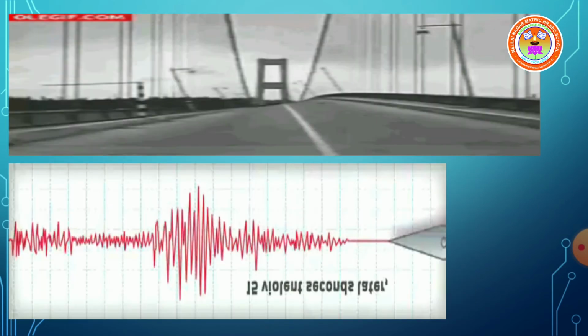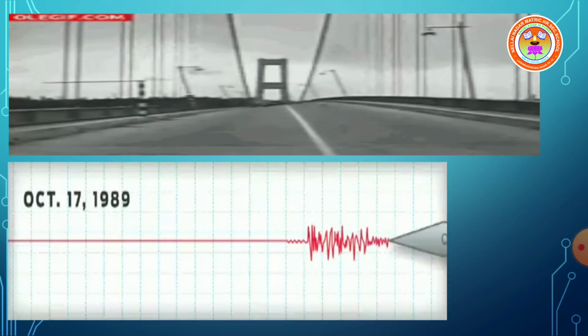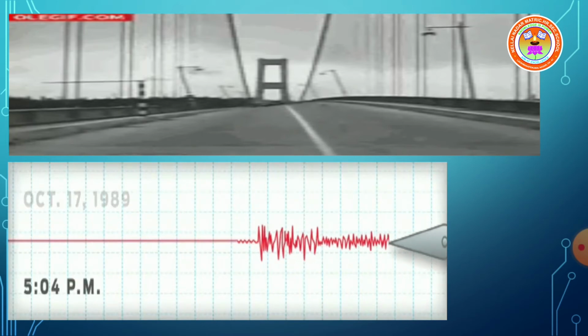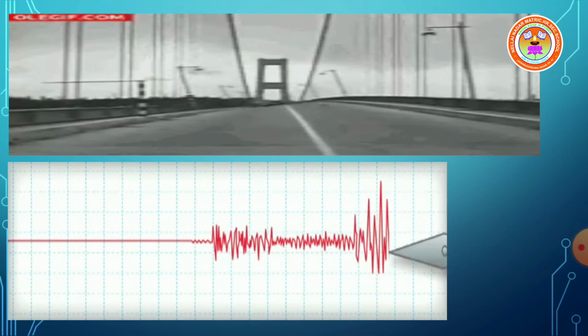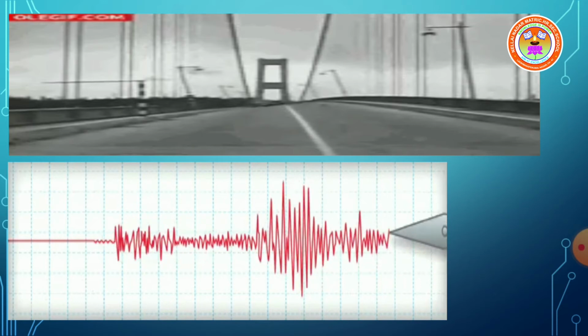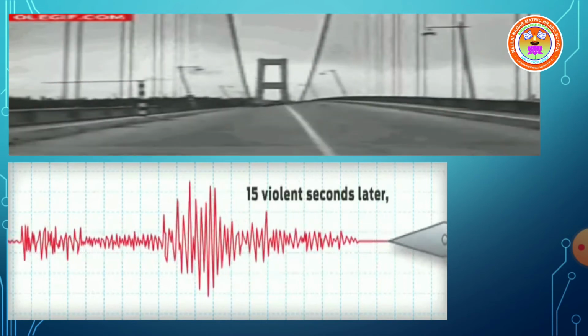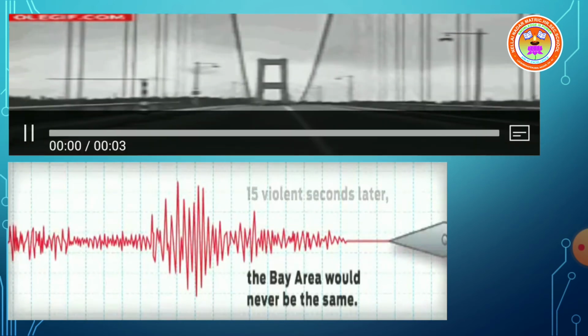Next we are going to discuss the seismic wave formed during an earthquake, which is an example of a longitudinal wave. What are seismic waves? Waves traveling through the layers of the earth due to explosions, earthquakes and volcanic explosions are called seismic waves.